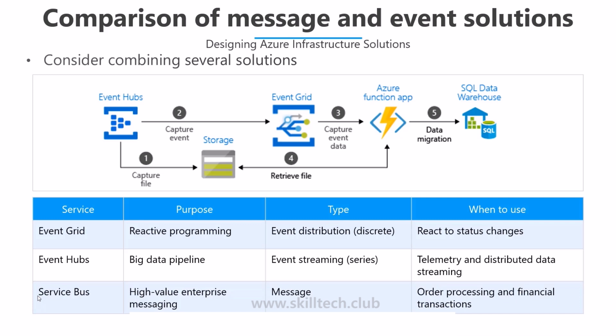Now, in the below table, we are able to see that most of the time, Event Grid is going to be focusing on reactive programming, where the goal is event distribution. While Event Hubs are going to focus on big data pipelines, especially for event streaming. And then we have Service Bus, which is used for high-value enterprise messaging, where we want very high throughput messages to be delivered from one application to another application. And we have a "when to use" column, which is self-explanatory, so I'm sure you'll understand that.